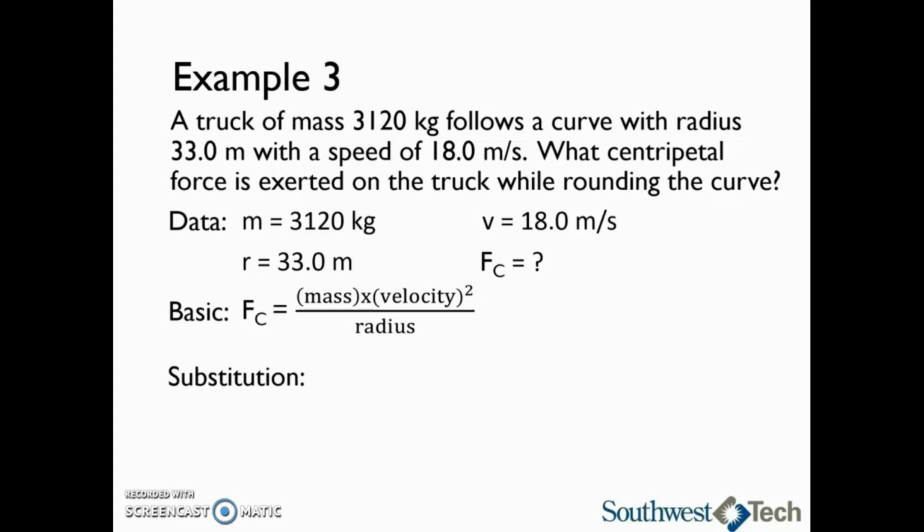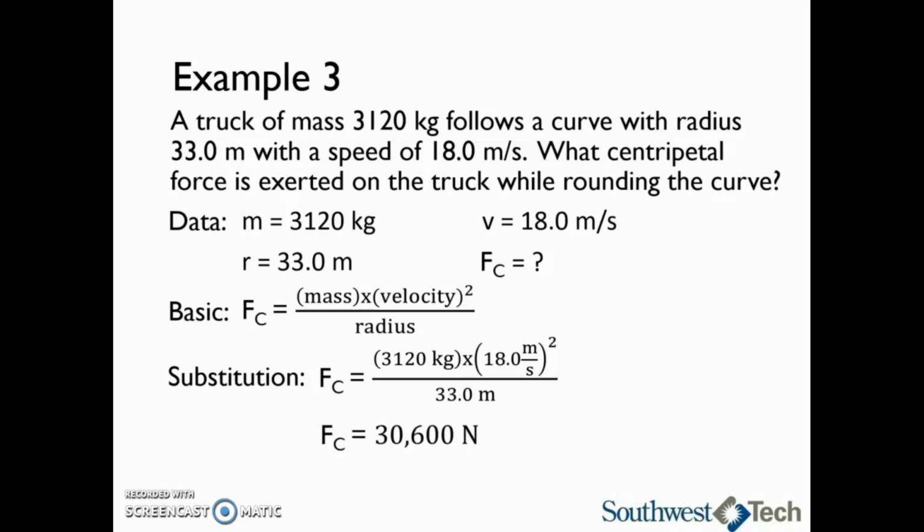Next, we can substitute, so we have centripetal force is equal to 3,120 kilograms times 18.0 meters per second squared divided by 33.0 meters. This means that the centripetal force exerted on the truck while it is rounding the curve is 30,600 kilogram meters per second squared, or 30,600 newtons.